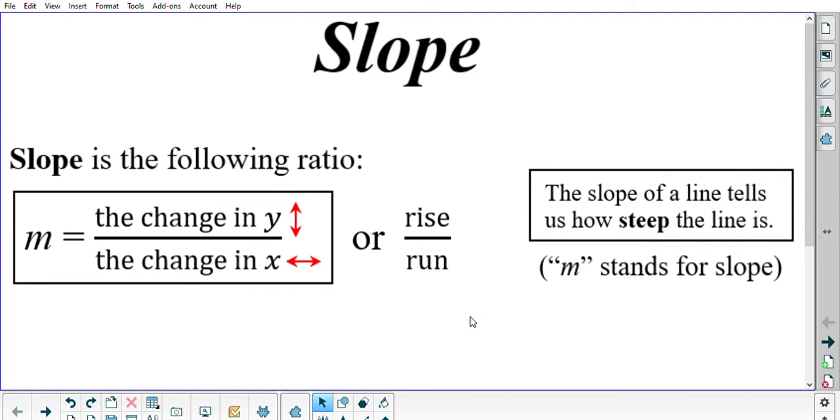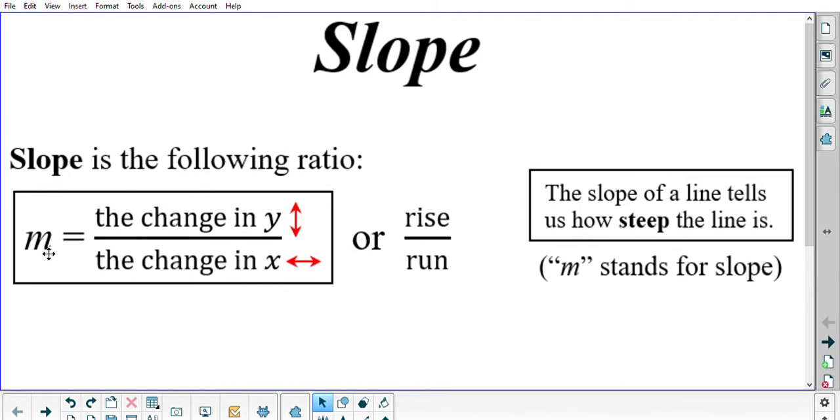So what is slope? Well, slope is the following ratio, and you can look here on the box on the left. Slope is a fraction. Ratios are written as fractions, and the numerator of that fraction is called the change in y. The denominator of that fraction is called the change in x, and that equals slope. Now, the variable for slope, I did not pick this, so don't get upset at me if you don't like this, but the variable for slope is m.